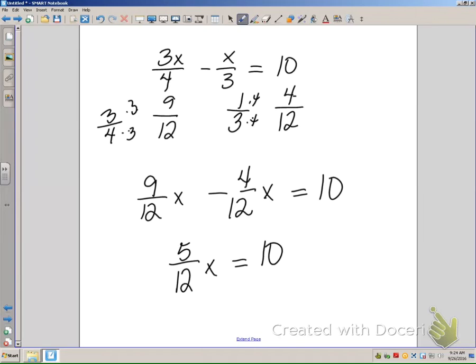In order to get rid of a fraction, I multiply by its reciprocal. Its reciprocal is just it flipped over. Whatever I do on one side, I must do on the other. So I would go ahead and reduce this to 2. 2 times 12 is 24. So 24 is equal to x. Or I could say 10 times 12 is 120. 120 divided by 5 is 24. And there you have it.